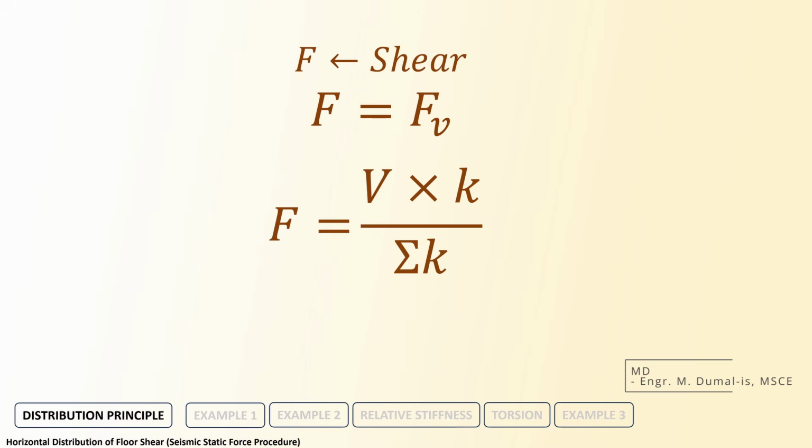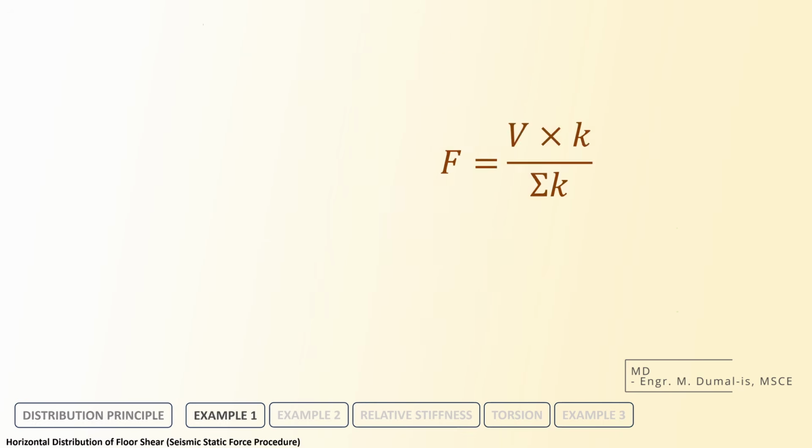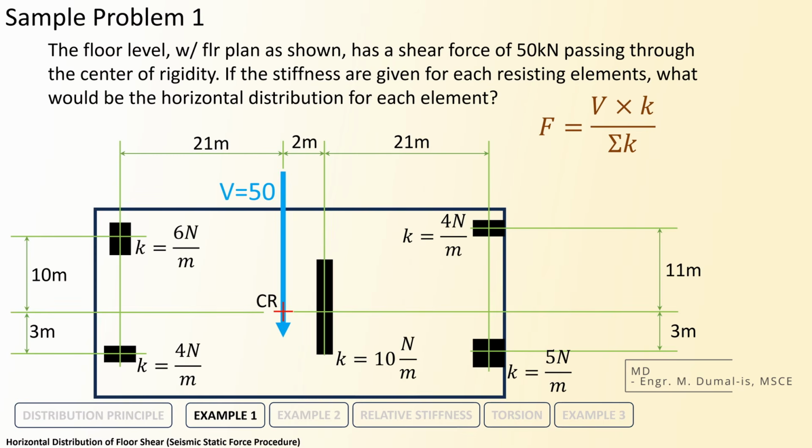The force in each element, which we'll denote as F, is computed by taking a weighted percentage of the stiffness of that element relative to the total stiffness of all elements on the floor. Now, the formula we're using is straightforward. It takes the shear force and distributes it according to each element's stiffness ratio. This formula is the backbone of our analysis in this part of the lecture.